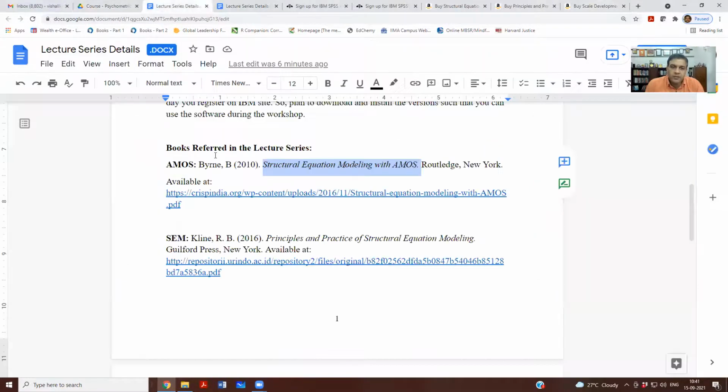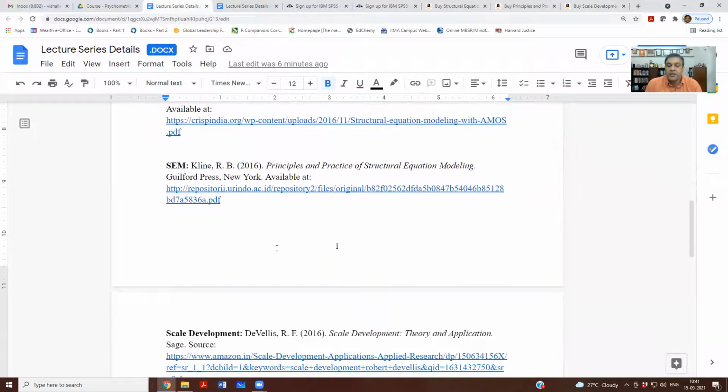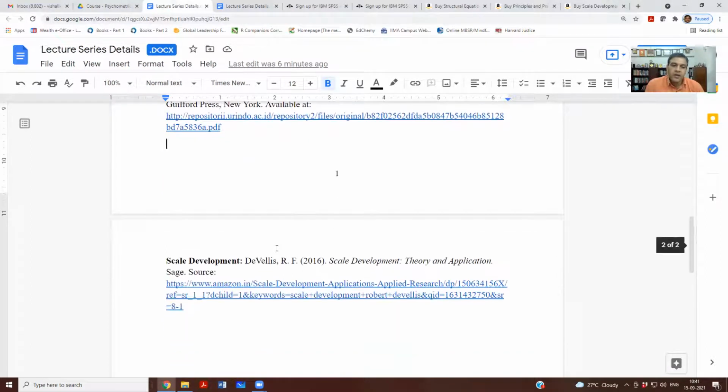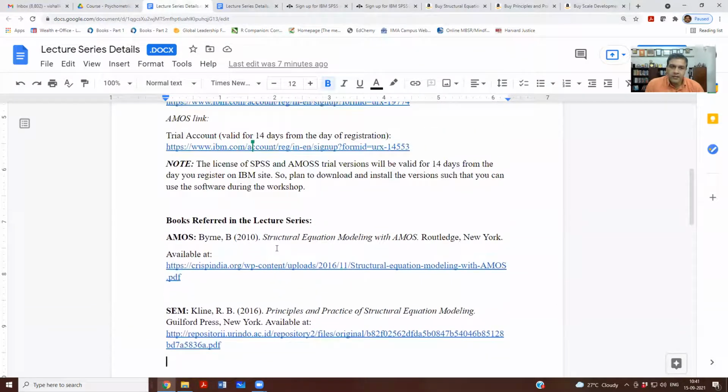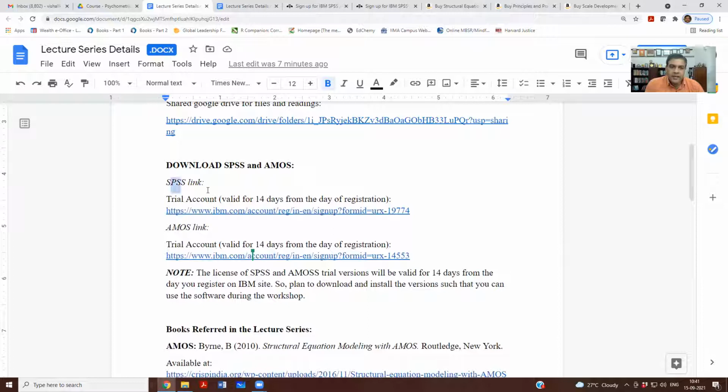If you have these books in your library, please issue them and you can read them, or else you can try to follow the lectures that I have given. I would be talking about these. Then lastly, I would be covering two softwares, SPSS as well as AMOS during this course.